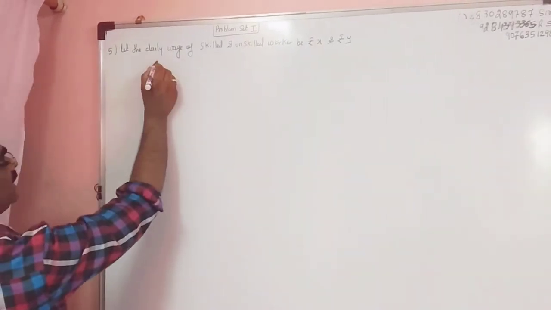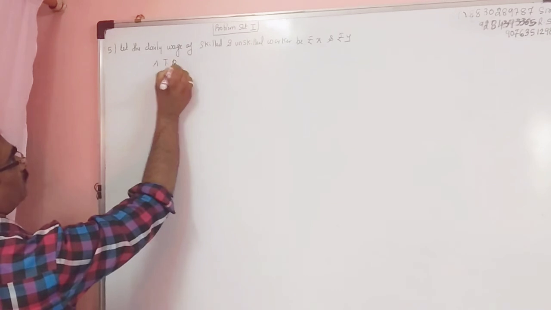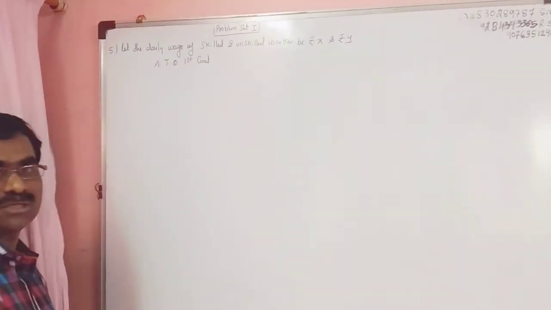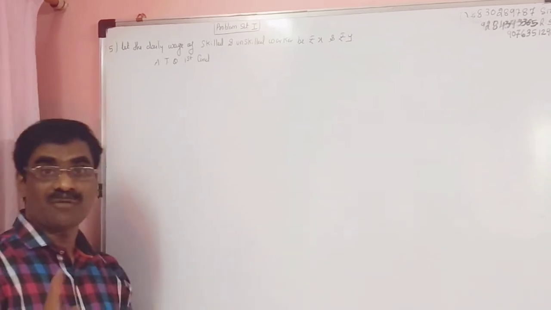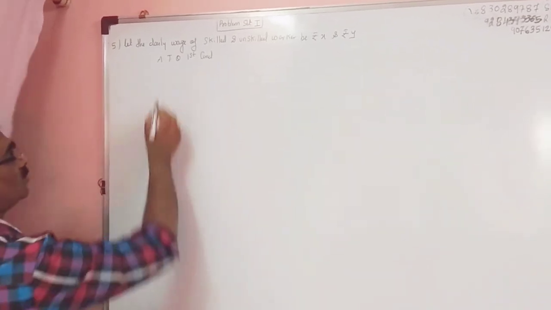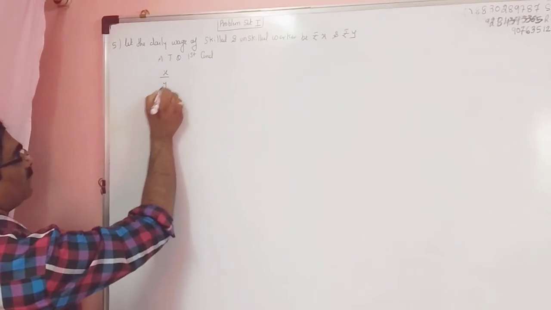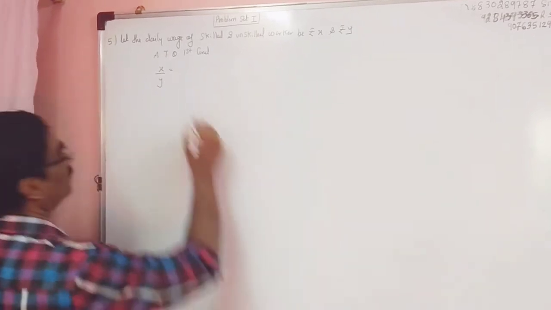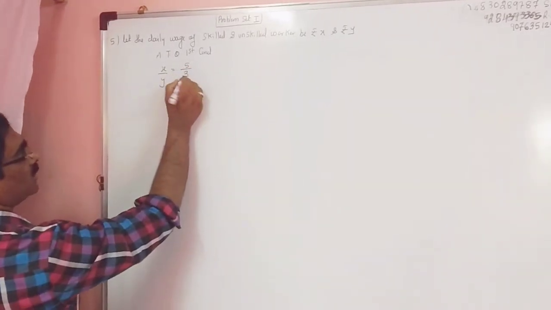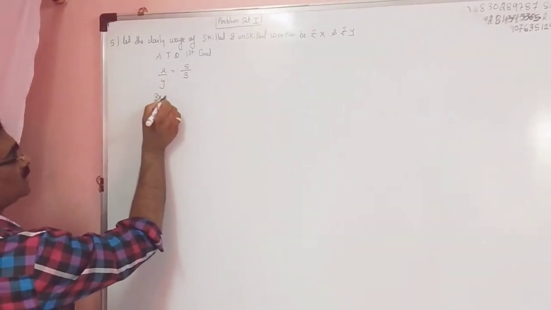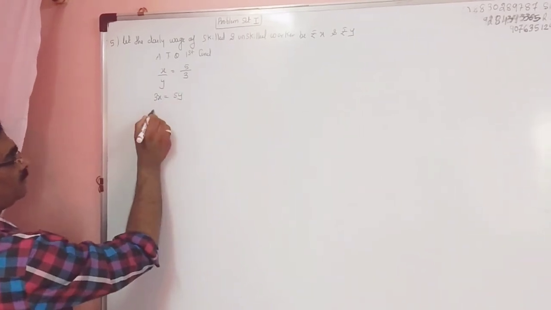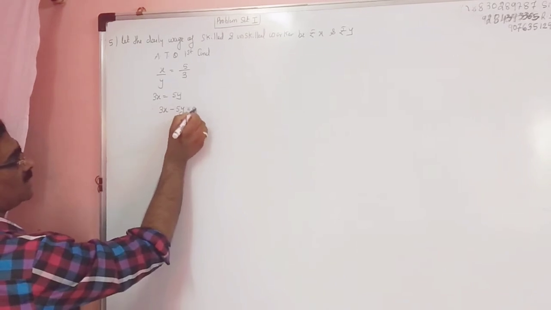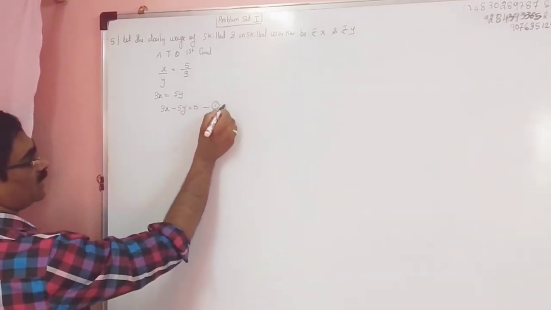So we are going to do the first condition, ATQ. The first condition is the ratio of skilled and unskilled workers. So X upon Y is equal to 5 is to 3, that is 5 upon 3. Cross multiply: 3x is equal to 5y. Therefore, 3x minus 5y is equal to 0. Here we have the first equation.